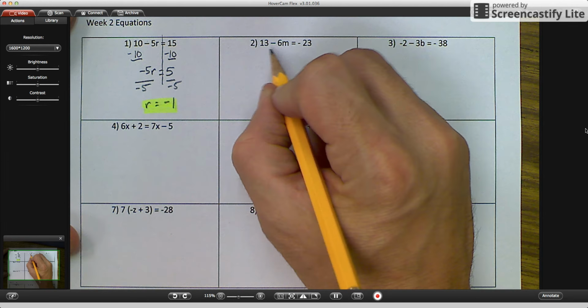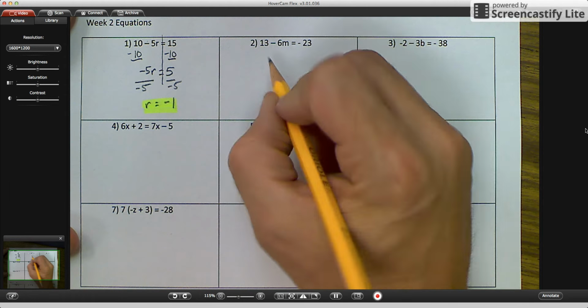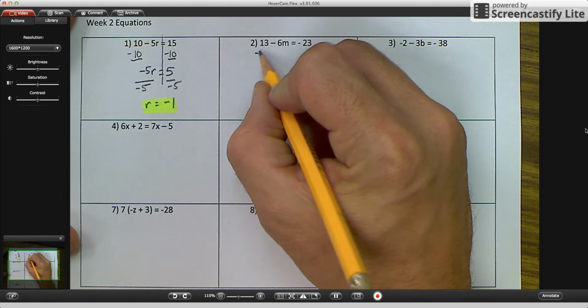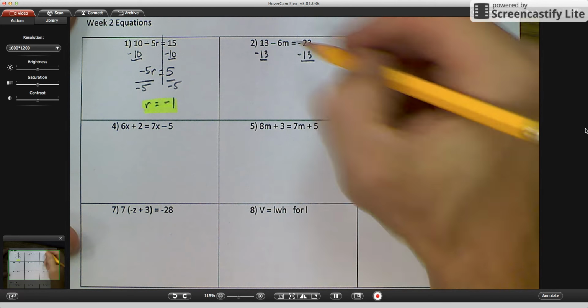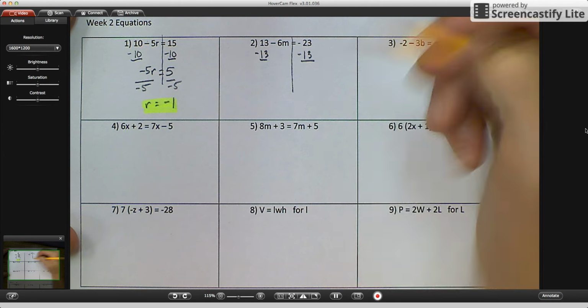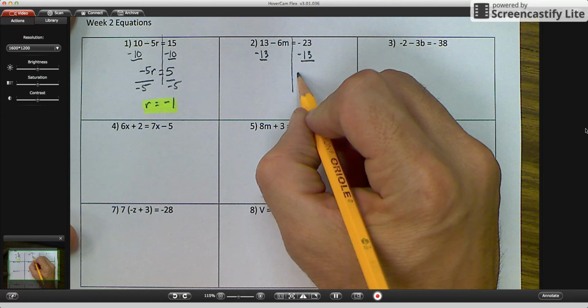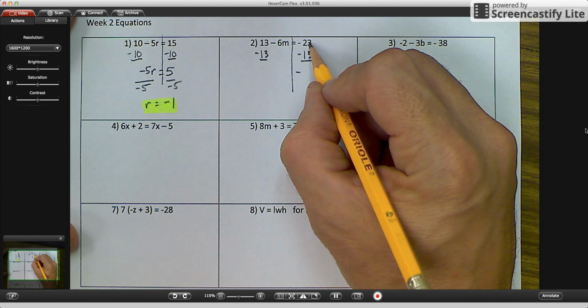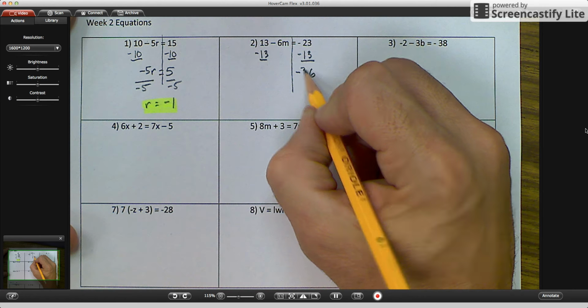The next one we have is 13 minus 6m equals negative 23. Pretty similar to the first one. So I'm going to subtract my 13 from the left side, subtract my 13 from the right side. Well, the middle of my equation, I always want to draw that line. A negative 23 minus 13, they're both negative, so the answer is going to be a bigger negative. And 3 plus 3 is 6, 2 plus 1 is 3.